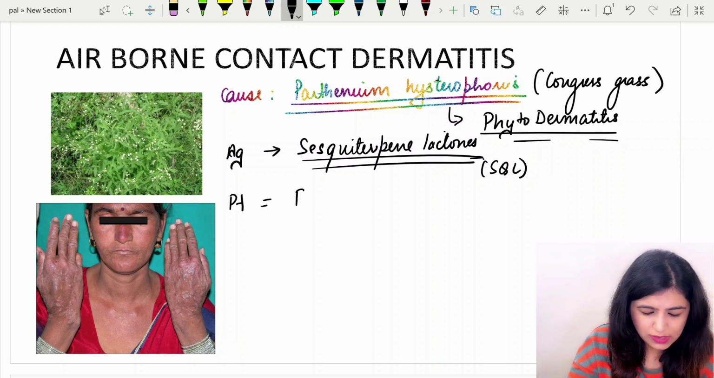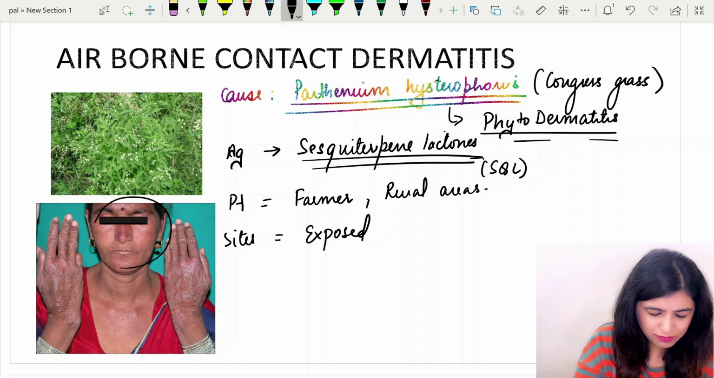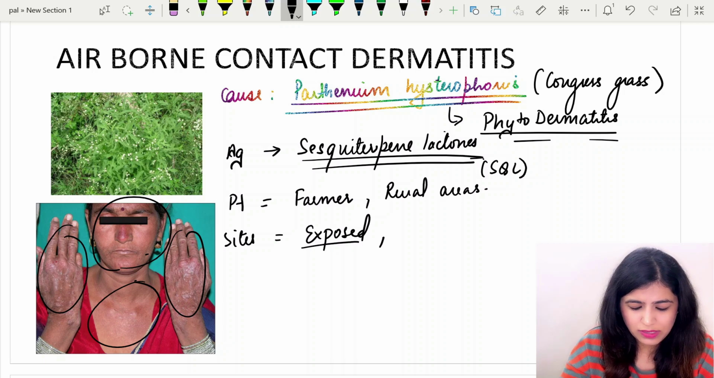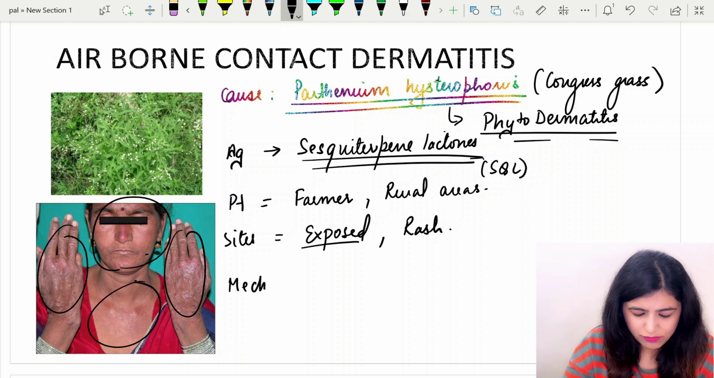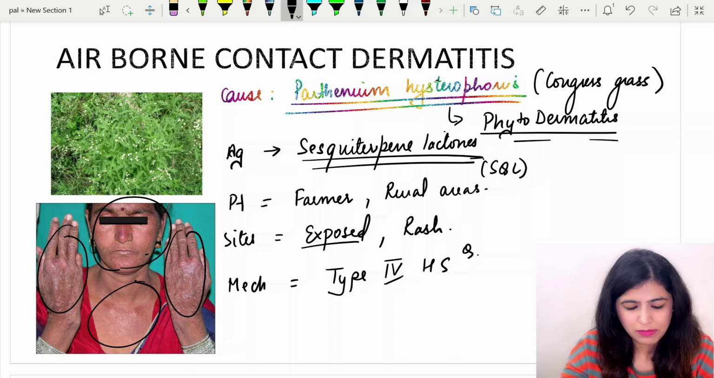The patient is mostly a farmer or somebody living in the rural areas because these plants are quite prevalent there. Then the sites which have the rash are the exposed areas of the body, like the face, the dorsum of the hands, the neck, the feet, or any other area of the body depending on the type of clothes worn by the patient. So you get a rash seen in these exposed areas. What is the mechanism of the allergy? Mechanism of all types of contact allergic dermatitis is type 4 hypersensitivity.